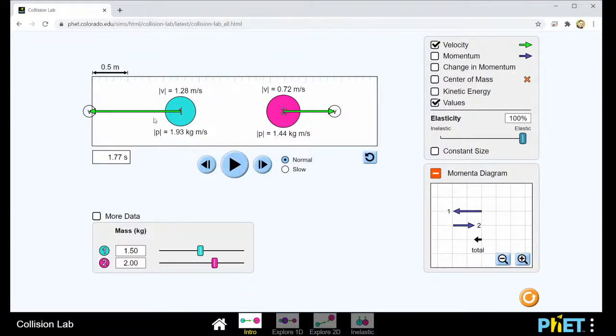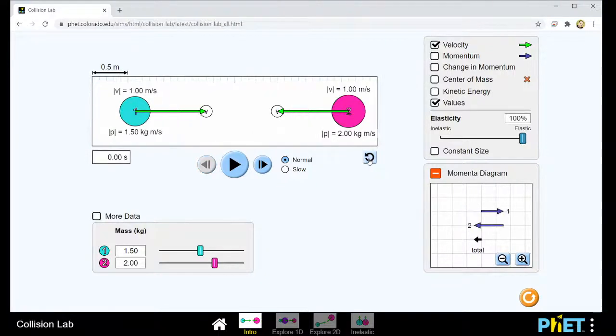Okay, so there's been an interaction. Individually, the momentums have changed. But if you look, now mass 1 has a momentum of 1.93 kilograms meters per second to the left. Mass 2 has a momentum of 1.44 kilograms meters per second to the right. So if we say this is a negative momentum and this is a positive momentum, the total is still negative 0.5 kilograms meters per second.